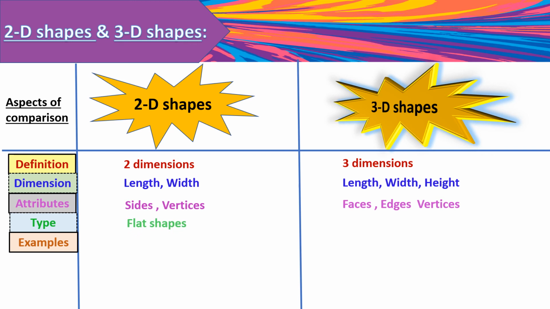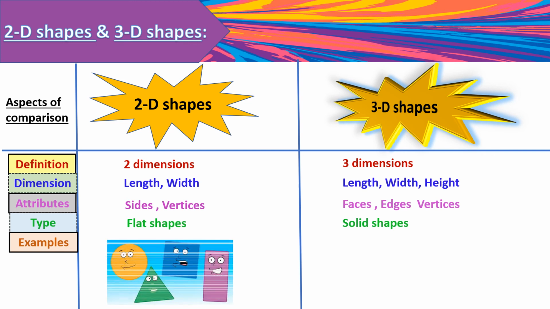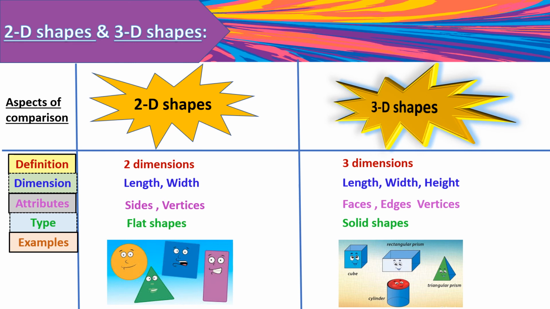The type of 2D shape is flat shape. And 3D shapes are called solid shapes. As examples, we can find here circle, square, rectangle, and triangle. And in 3D shapes, we can find cube, rectangular prism, triangular prism, and cylinder.